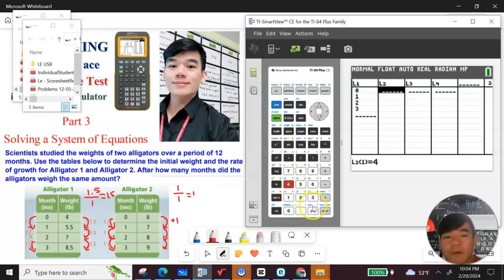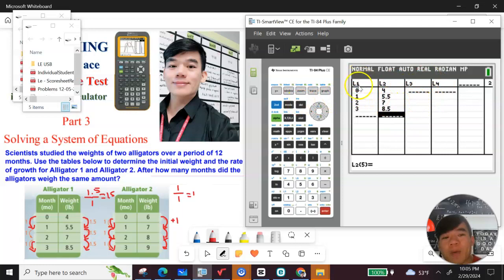So it should be 4, 5.5, 7, 8.5. Okay, alright, so now I'm going to combine two tables on the same calculator. Remember L1 right here, this is the value of S. L2 is the value of Y. So L1 and L2 are the values for the first table. Now I'm going to do L3 and L4. This is for the second table right here.